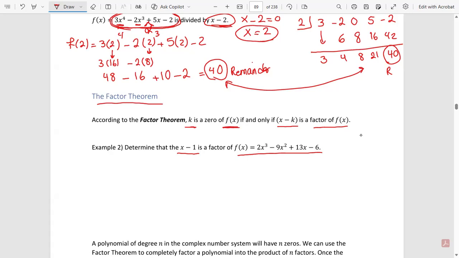Two different methods. I can use synthetic division and divide, see what we get for the remainder. Or I can use the remainder theorem: if x equals 1, replace the x by 1 into the function. If I replace x by 1, let's see what we get.